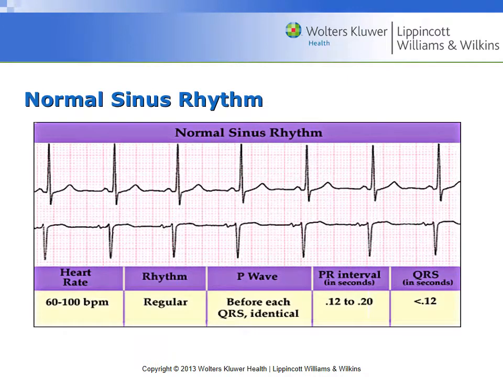In this slide, it shows a normal sinus rhythm. The characteristics of normal sinus rhythm are that the heart rate is 60 to 100 beats per minute. The rhythm is regular. The P wave is noted before each QRS, and each P wave is identical in shape. The PR interval is 0.12 to 0.20 seconds, and the QRS complex is less than 0.12 seconds.